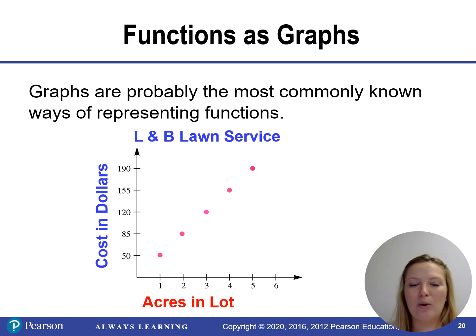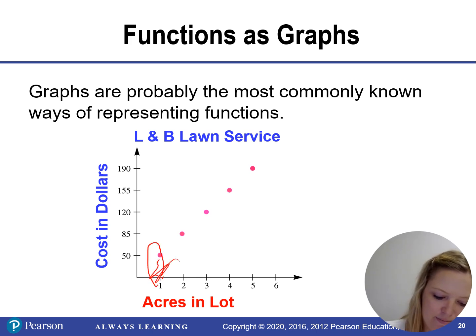We can also, if we have a domain and range that are numerical, represent functions as graphs. Graphs are a very common way of representing functions. So this is back to that lawn service example. We can see how if you have 1 acre of land, you would have to pay $50 to have your lawn taken care of. 2 acres is $85, 3 acres is $120, 4 acres is $155, and 5 acres is $190. And we can actually see that this is going to end up making a line, a linear function here.